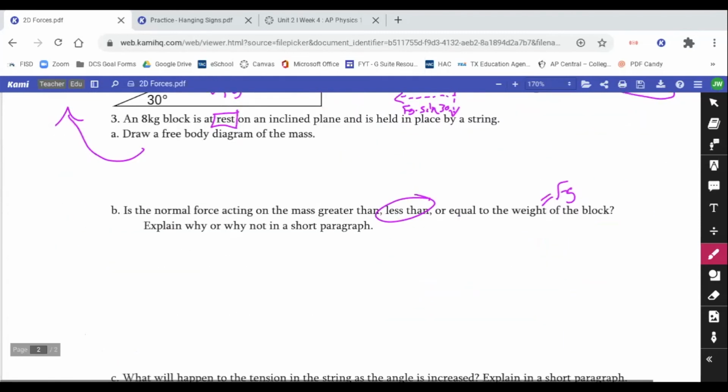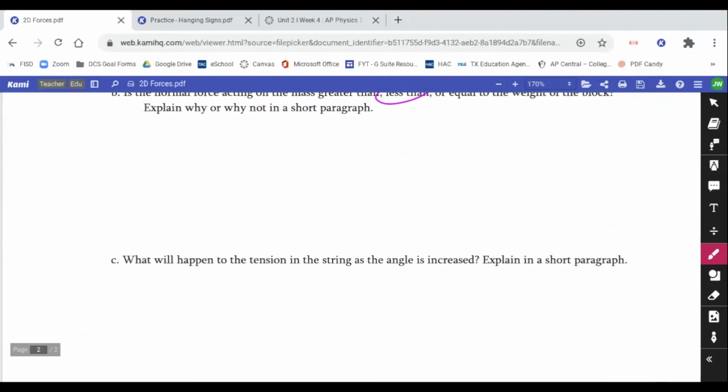Let's go to part C. What will happen to the tension in the string as the angle is increased? As I increase the angle, the component of gravity moving to the left would be increased, according to my free body diagram. So as I increase the angle, the component of gravity opposing the string would increase.